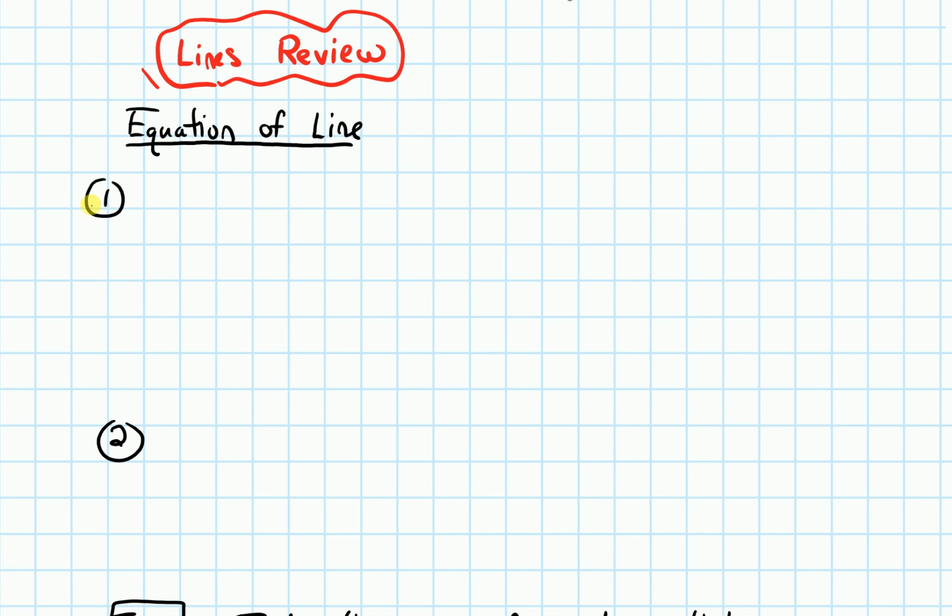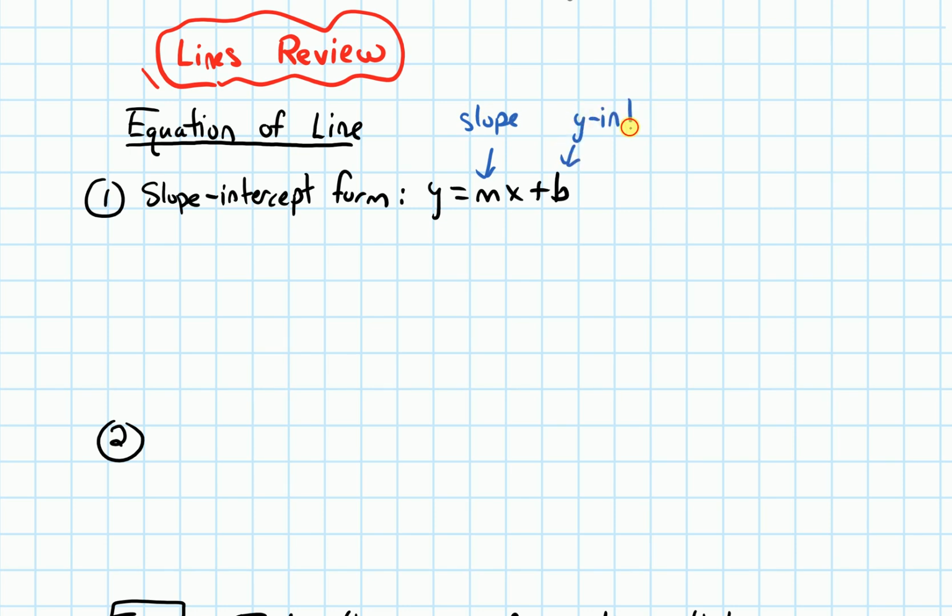So the most common way that you're probably used to seeing the equation of a line written is in what's called slope-intercept form. So slope-intercept form, and that is y equals mx plus b. So we need to know what the slope is, and that's m. So m here is the slope, and we need to know what b is, and b represents the y-intercept of our line. And if we know those two things, we can write the line in this form.